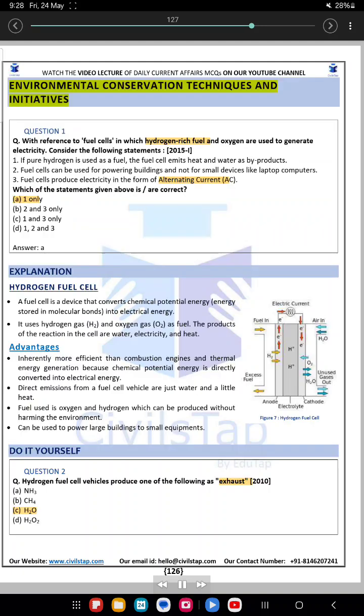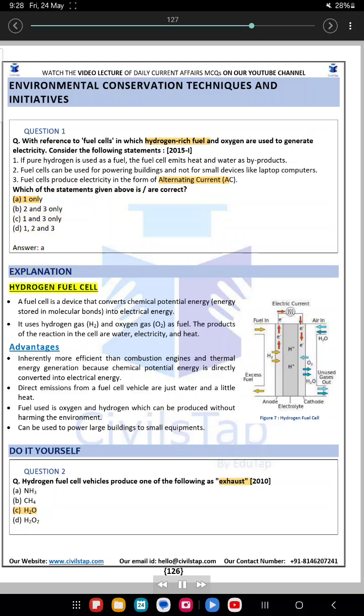Environmental conservation techniques and initiatives. Question 1. With reference to fuel cells in which hydrogen-rich fuel and oxygen are used to generate electricity, consider the following statements. 2015. 1. If pure hydrogen is used as a fuel, the fuel cell emits heat and water as byproducts. 2. Fuel cells can be used for powering buildings and not for small devices like laptop computers. 3. Fuel cells produce electricity in the form of alternating current, AC. Which of the statements given above are correct? A. 1 only. B. 2 and 3 only. C. 1 and 3 only. D. 1, 2 and 3. Answer: A.